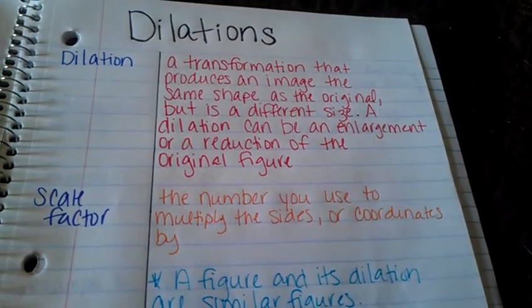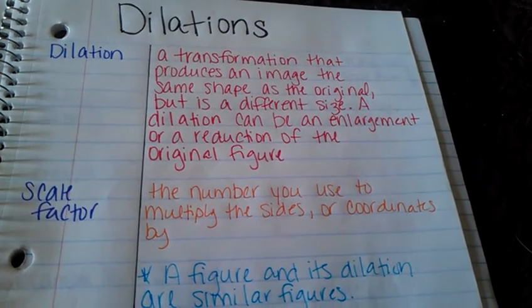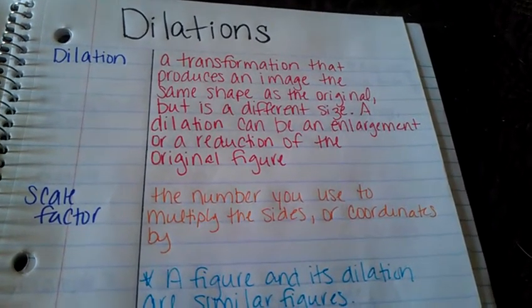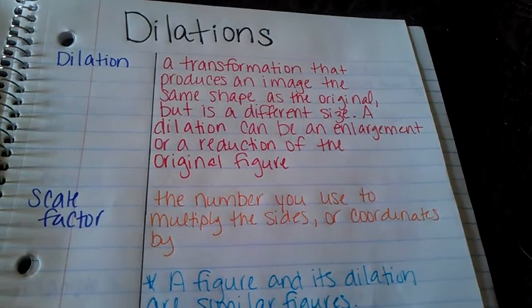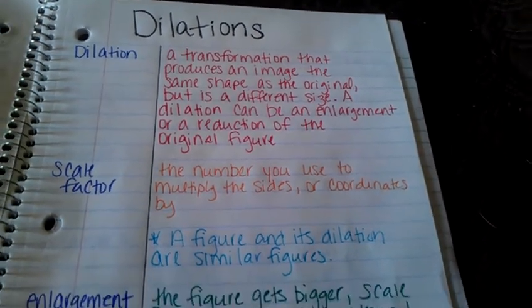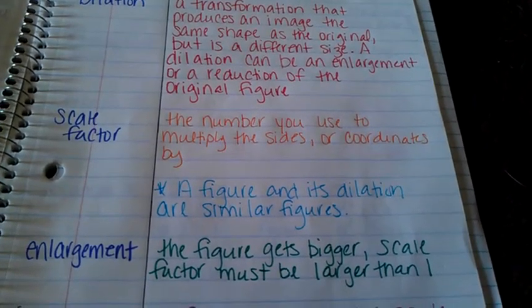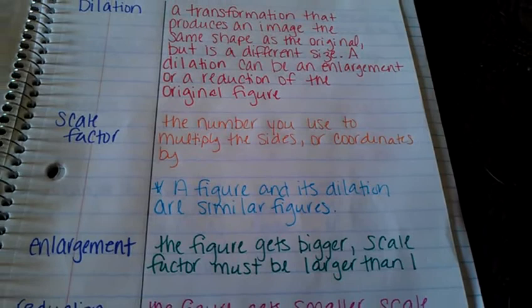Scale factor. We have talked about this before, but it's the number that you use to multiply the sides or coordinates by. So if the scale factor is 2, you multiply all your sides or your coordinates by 2. A figure and its dilation are considered similar figures. We have discussed similar figures previously.